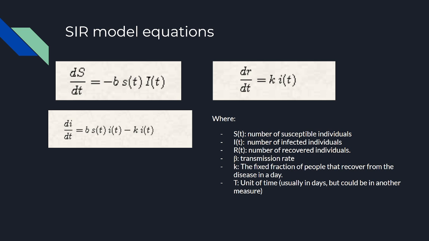And then that last one is showing how the number of infected individuals changes over time, and how the infected people increase when susceptible people get infected and decrease when infected people recover. It also shows that the number of infected people grows if and only if the number of infections happens faster than the number of recoveries, and shrinks if and only if the number of recoveries grows faster than the people getting sick.